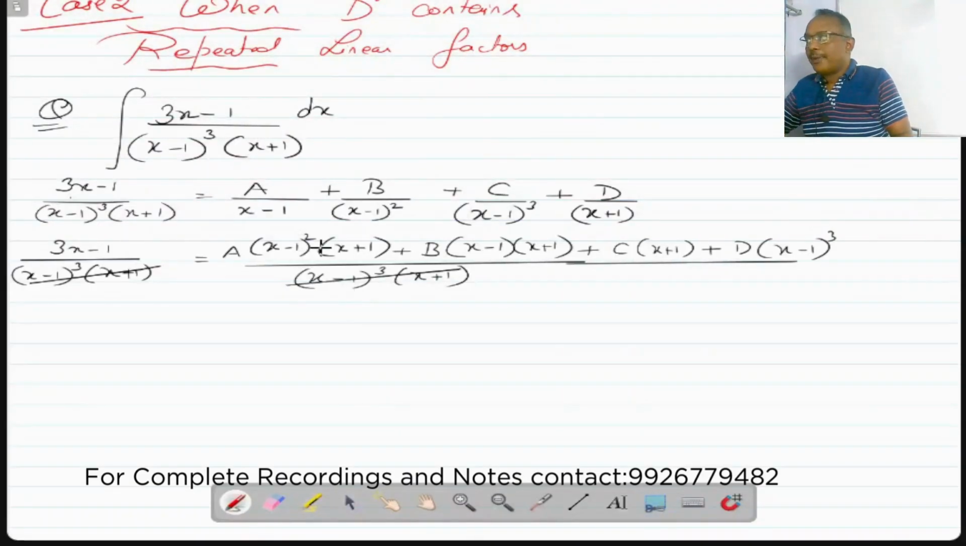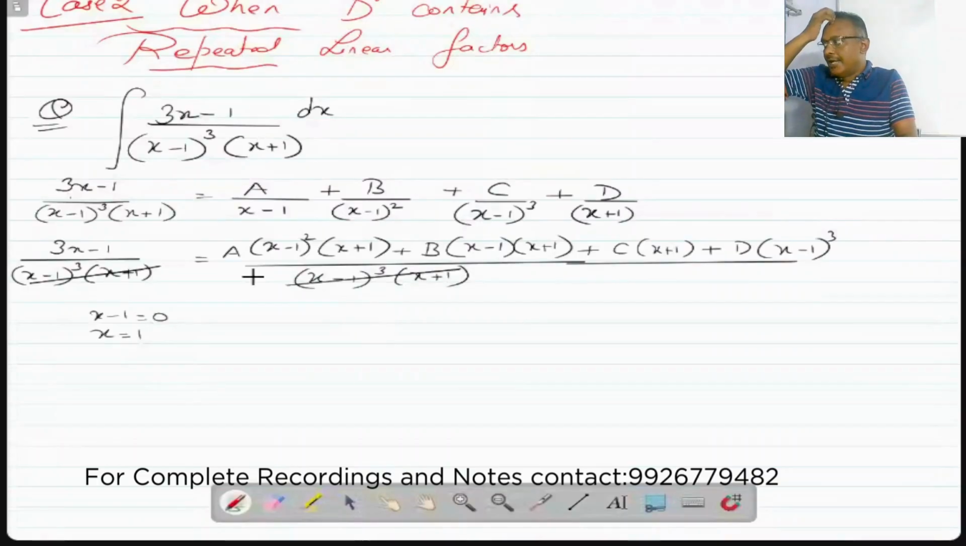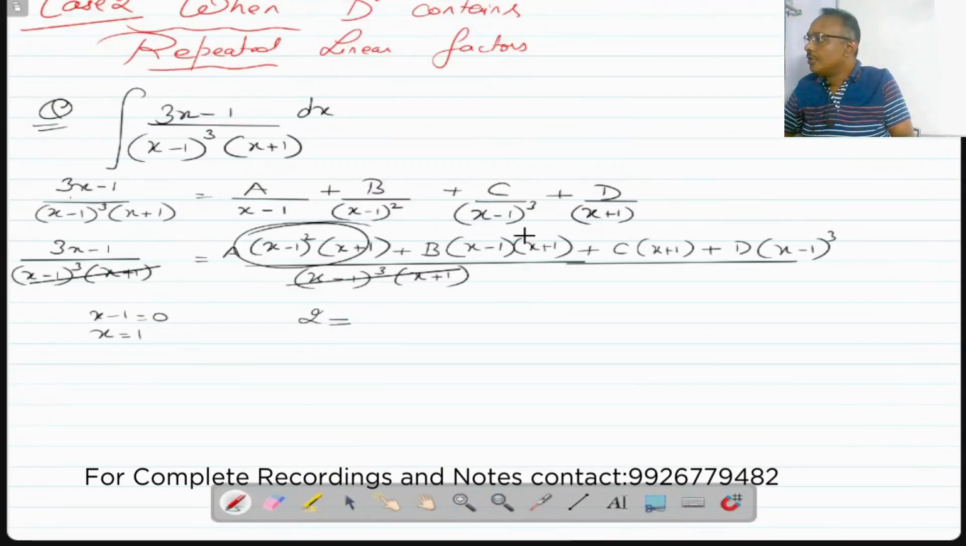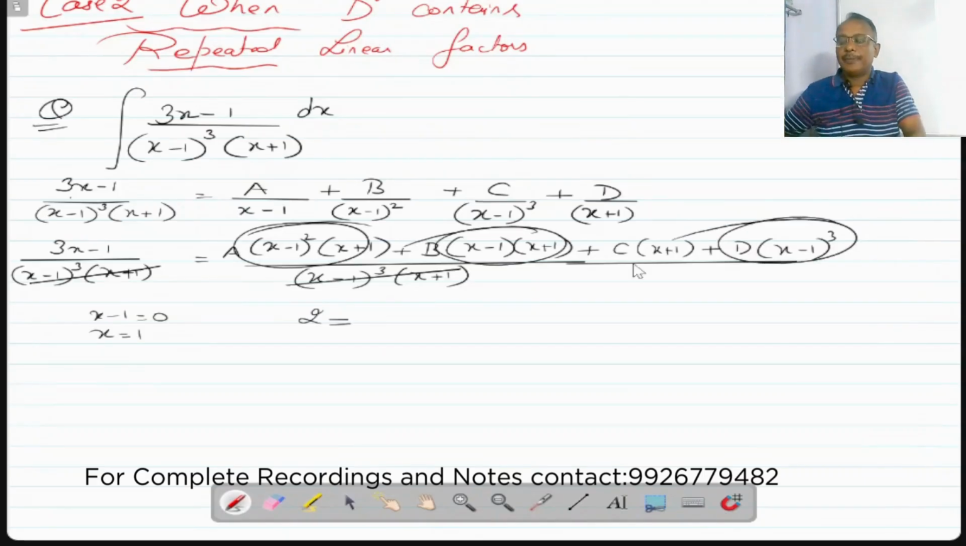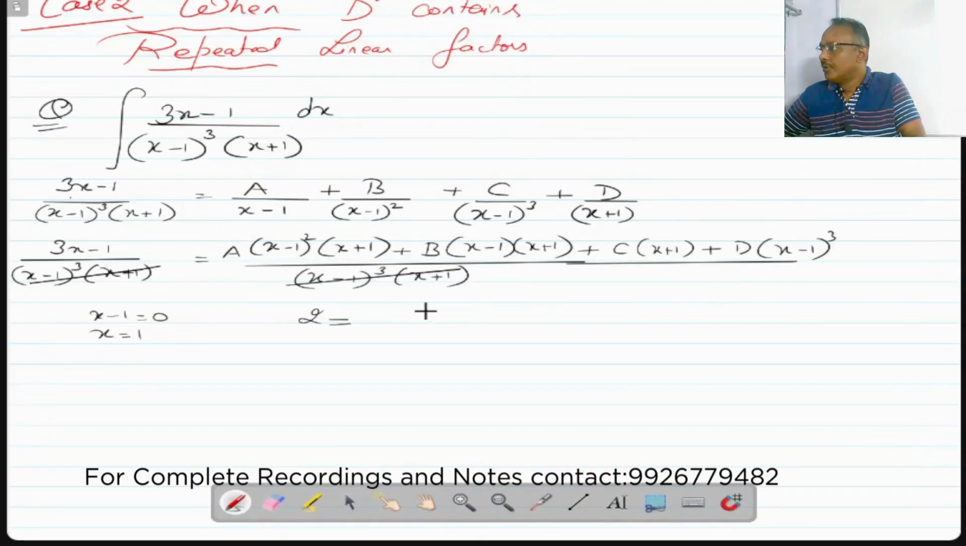First and foremost, I am going to put x minus 1 equal to 0, yani x ka value 1. Left hand side becomes 3 into 1 minus 1, that is 2. This whole term 0, this term 0, this term 0. Who is left out? x का वैल्यू 1 डालेंगे तो c के साथ 2, 1 plus 1. So what do you get? C as 1.